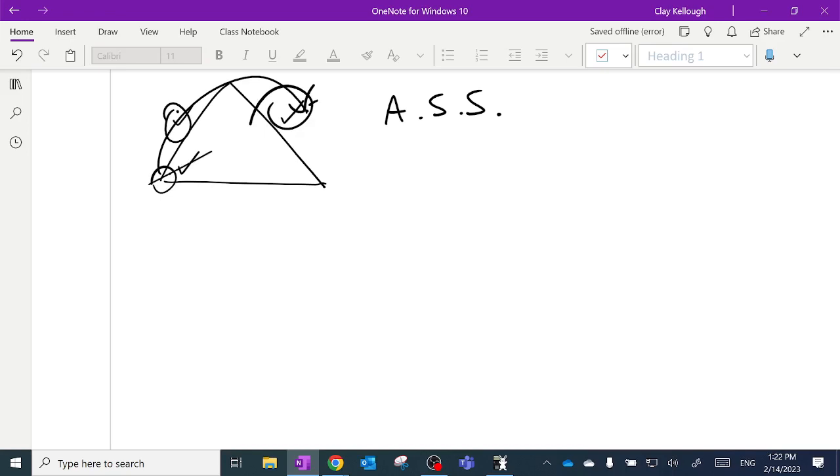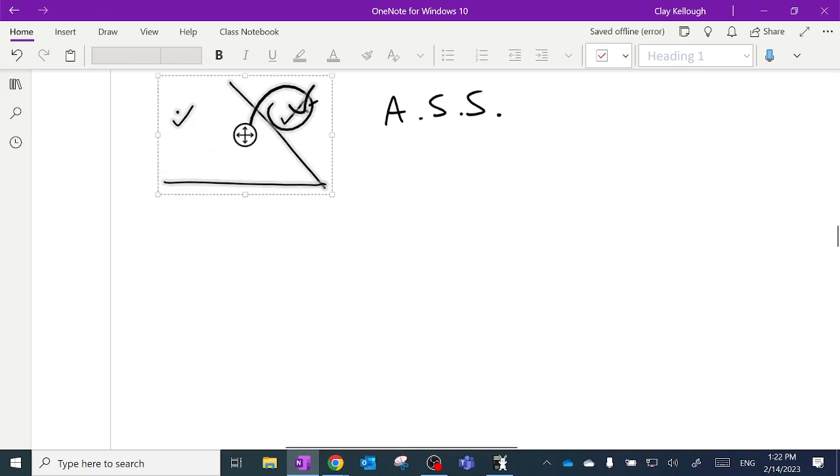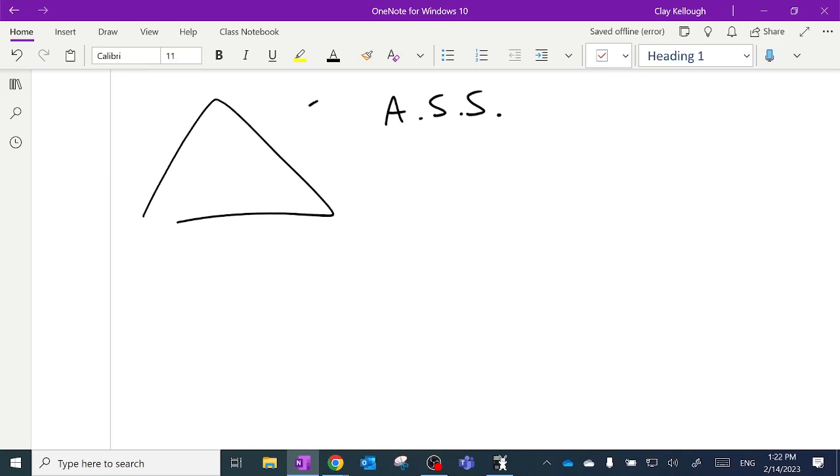Because I know an angle across from a side. So what if instead of an angle side side, let me erase that. What if I knew an angle and a side across from it and another angle? No problem. I would call that angle angle side. That works too. So then I could use sine law.